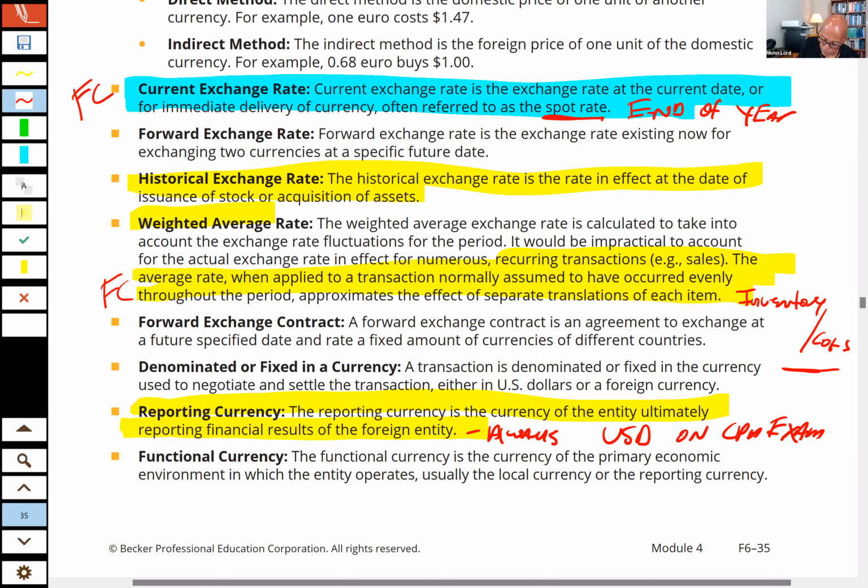Now, when we look at the functional currency, it is the currency of the primary economic environment in which the entity operates, and it will either be the local currency or it could be the reporting currency. So let's say you have a US parent and they're looking at a subsidiary that does all its business in England. Well, if that's the case, the functional currency is going to be the pound, because that's where their primary business is. It's also the local currency. And then the reporting currency is going to be the US dollar in that case, okay?